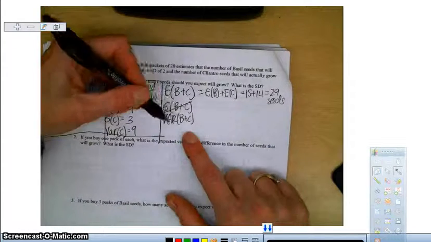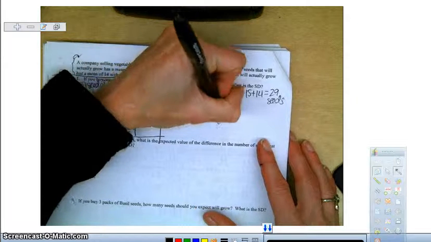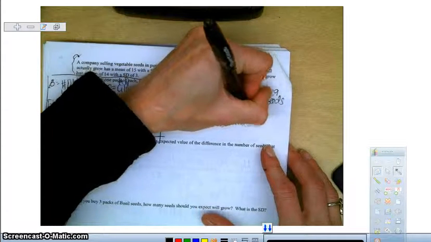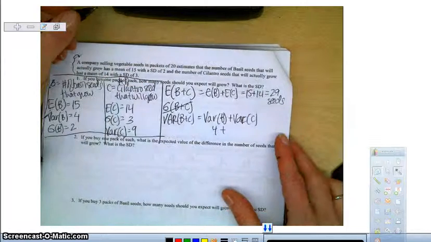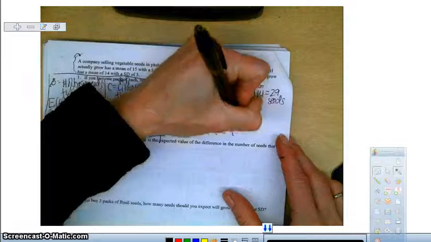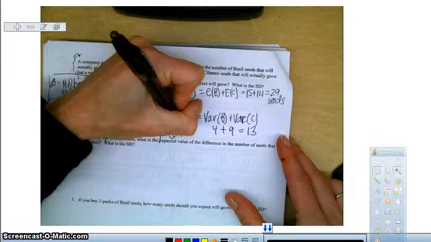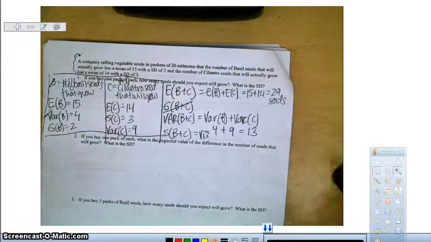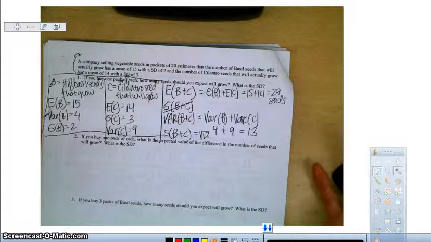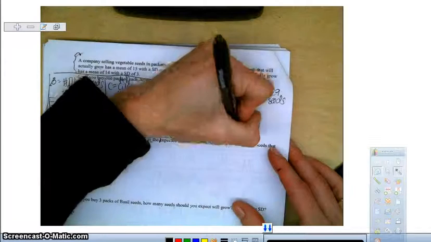All right, so the variance of B plus C is the variance of basil plus the variance of cilantro. What's the variance of basil? 4. And the variance of cilantro? 9. So that would be 13. So the standard deviation of B plus C is the square root of 13. You just take the square root of the variance. That's all it is. Standard deviation is the square root of the variance. Variance is the standard deviation squared, which would be approximately 3.61 seeds. Okay.